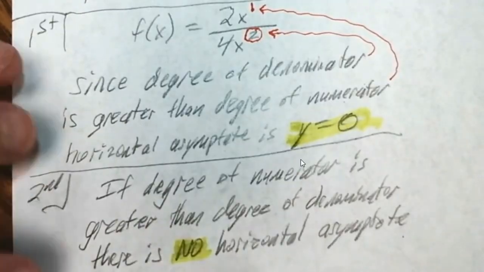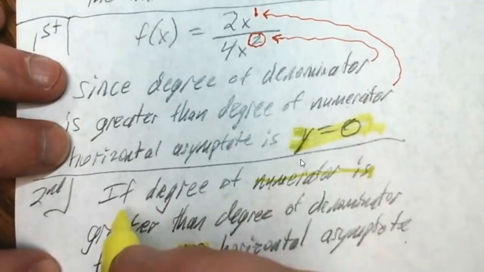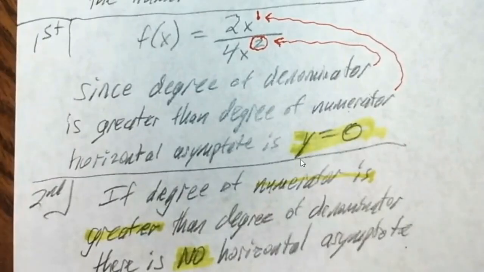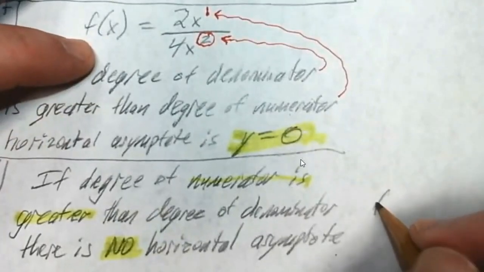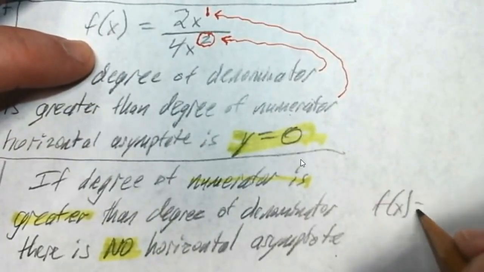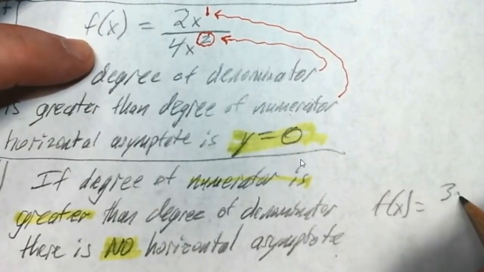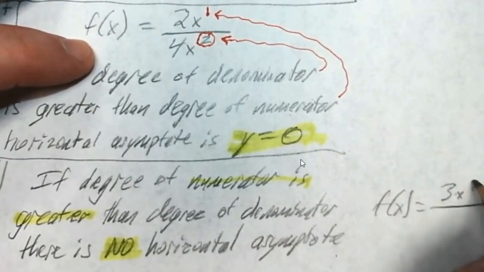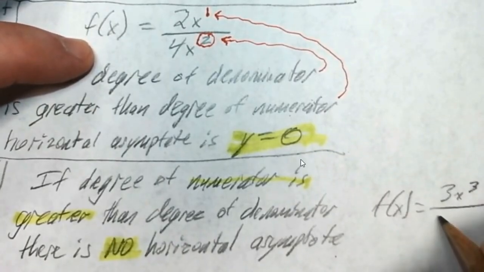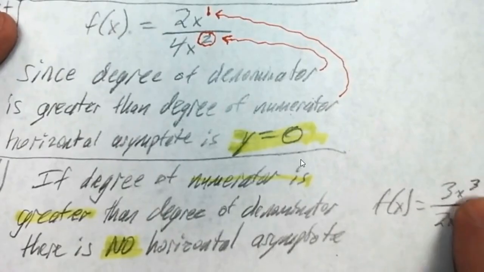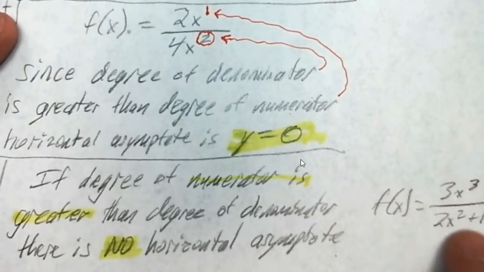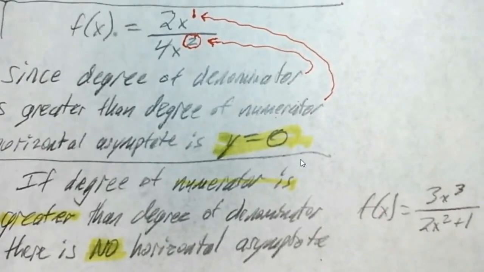Oh, yeah, that's right. The numerator is greater than the denominator. There's no horizontal asymptote. So that would be the case for f of x equals, let's say, 3x to the third over 2x squared plus 1. We've got a third degree in the numerator and a second degree in the denominator. This will have no horizontal asymptote.